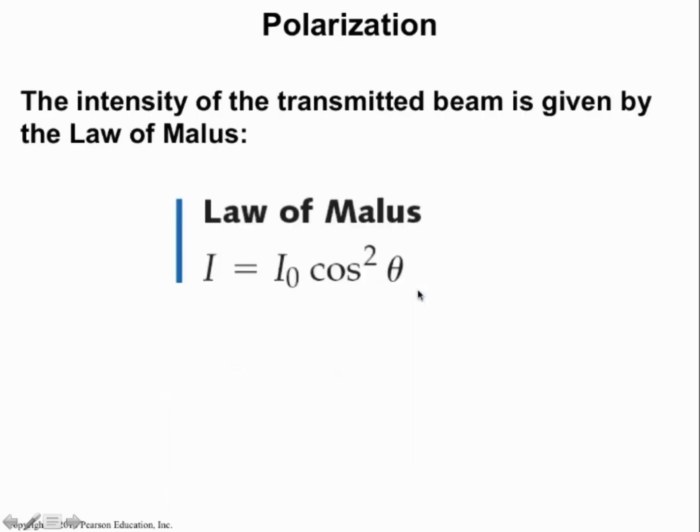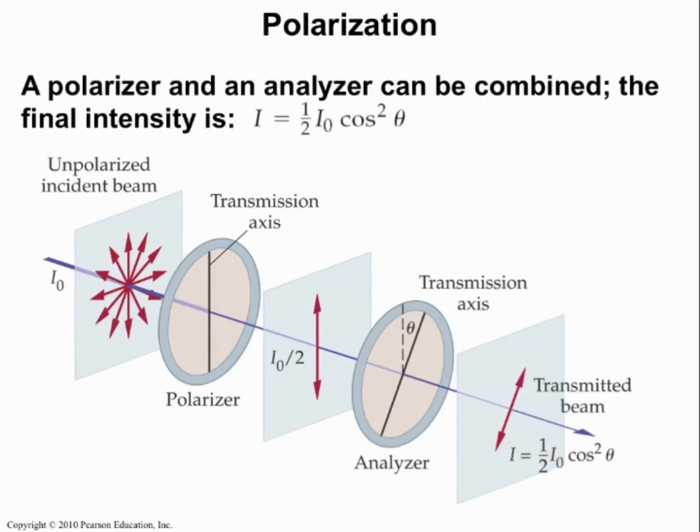Now, this is called the law of Malus, and the law of Malus states that when you pass light through a second polarizer, the intensity that you're going to get is I0 cosine squared theta. Now, that I0 doesn't refer to the original intensity of the unpolarized beam. It refers to the intensity of whatever polarized beam is incident on the second polarizer. So that would be something like this. So take a look at this.